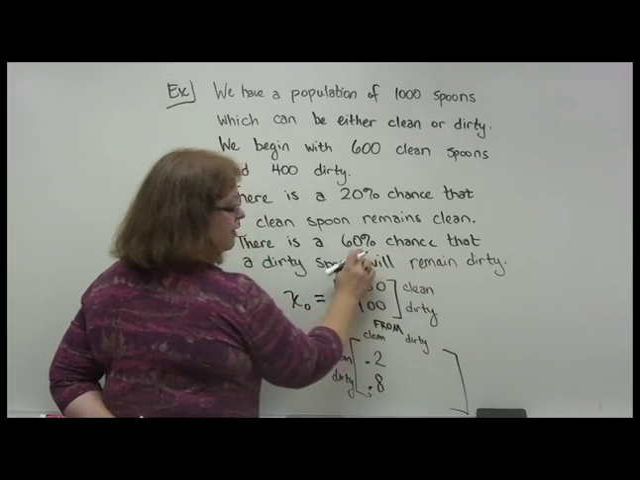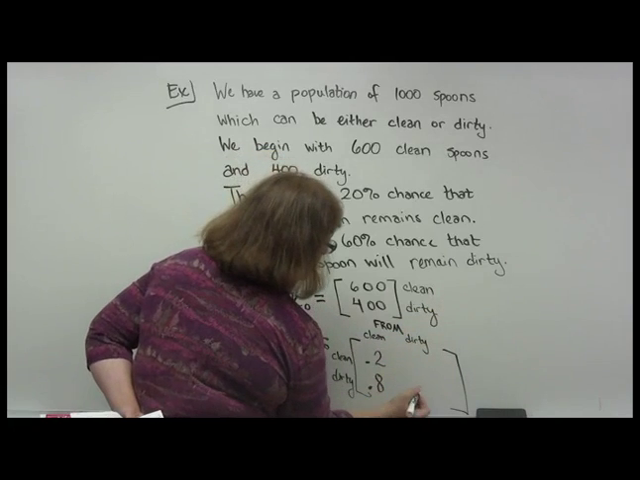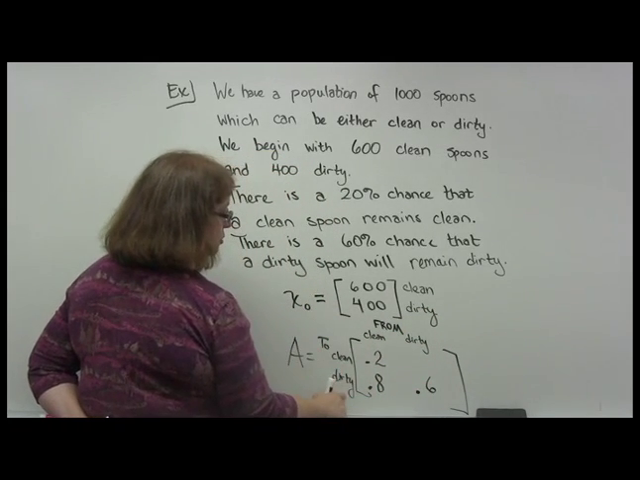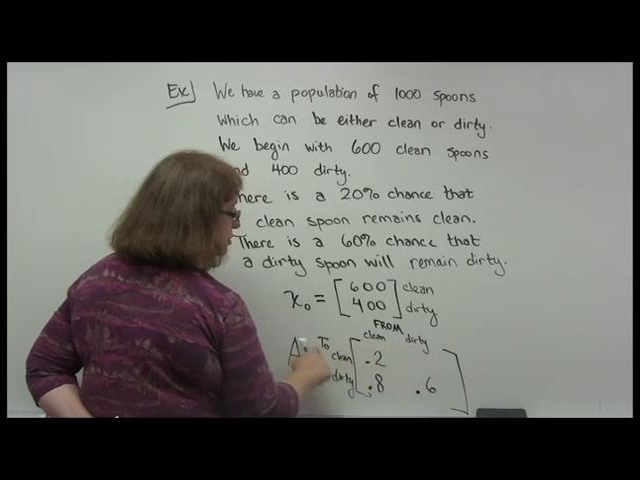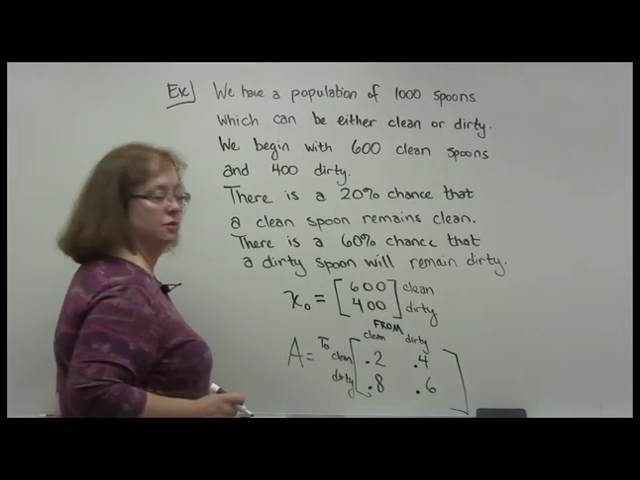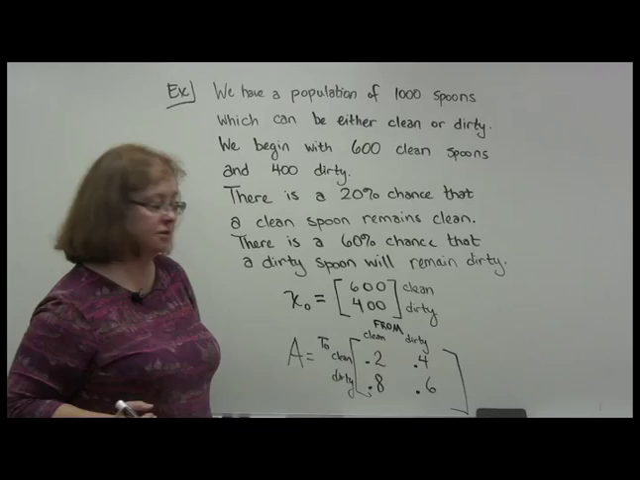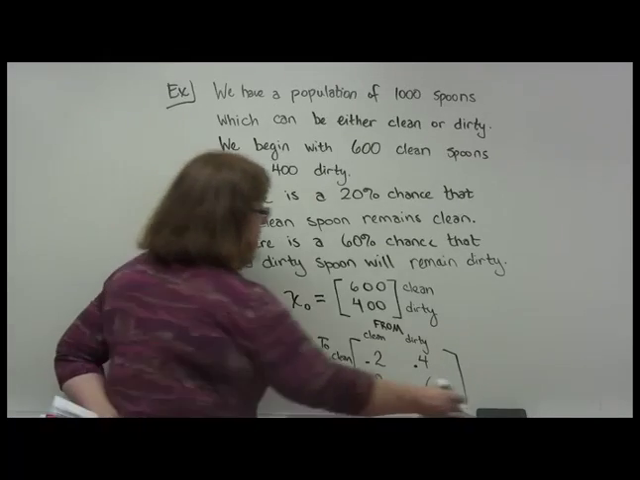Now let's say that I go from being dirty to being clean. What percent do we say that was going to be? If 60% remain dirty, they're going from being dirty to being dirty. From dirty to dirty. But what percent go from dirty to clean? That was 0.4. So this is our transition matrix. We've got our two pieces of information we needed to start. Let's go ahead and see what happens after the first shift.